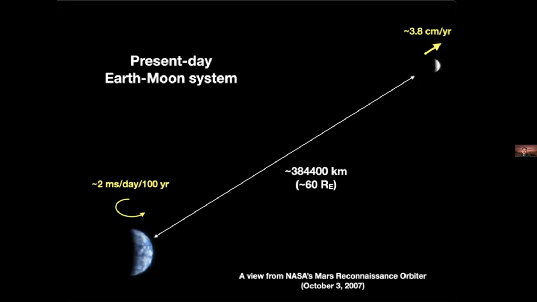This is the present-day Earth-Moon system viewed from Mars, and they are separated by this distance, which is about 60 Earth radii. And as you know, the Moon is slowly receding from Earth at a rate of about 3.8 centimeters per year. And at the same time, to preserve the system's angular momentum, Earth's length of day decreases by 2 milliseconds per century.